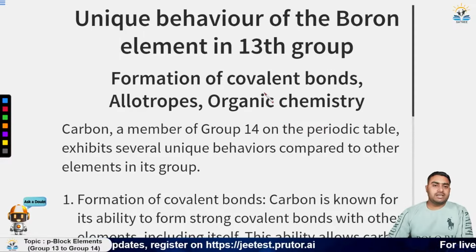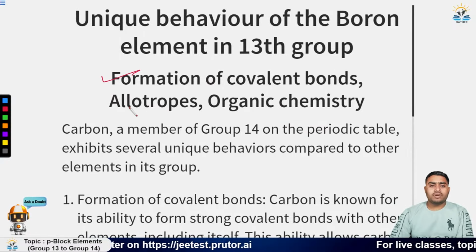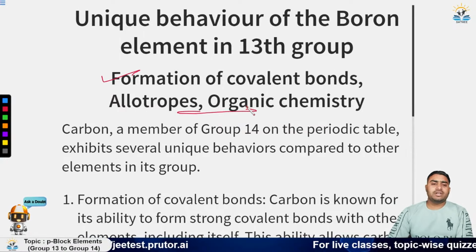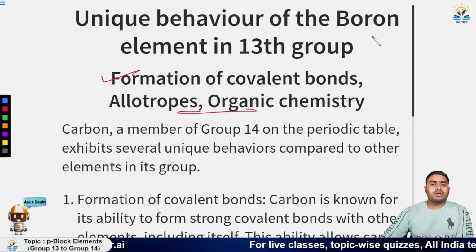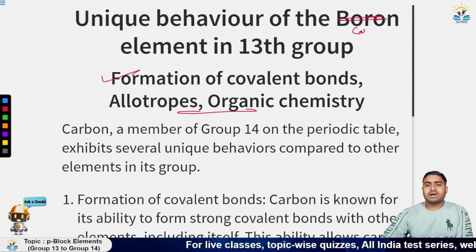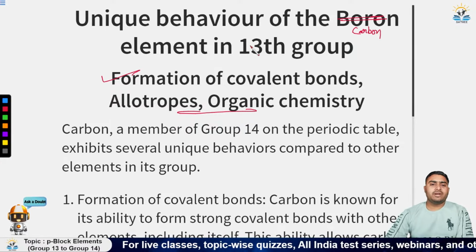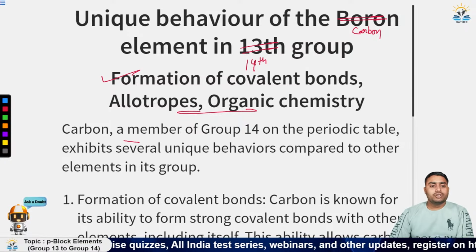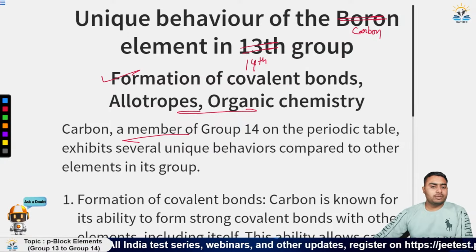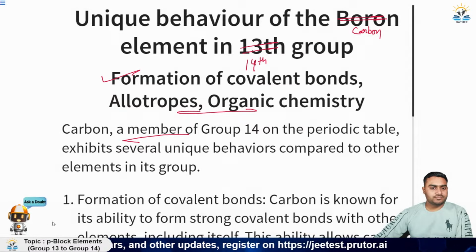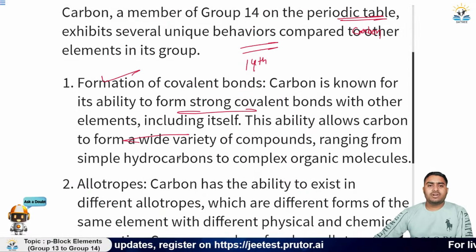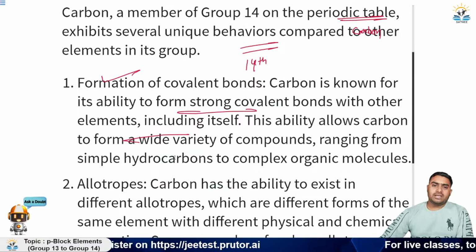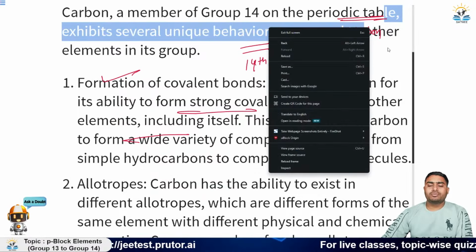So now you can understand the formation of covalent bonds, allotropes and organic chemistry, right? This is the unique behavior of carbon, the element in the 14th group. Carbon, a member of group 14 on the periodic table, exhibits several unique properties or unique behavior compared to the other elements.